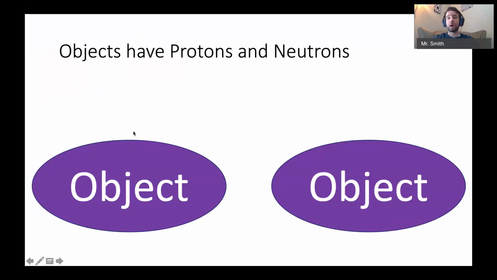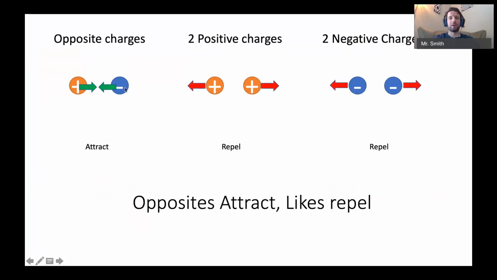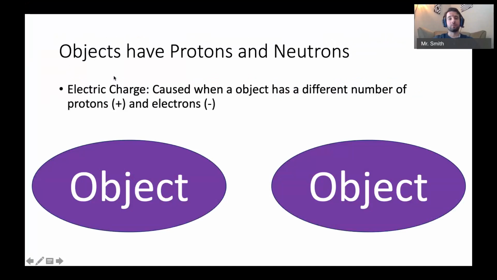Now, here are two objects. An object is different than just a charge, right? Because an object is going to have a bunch of positive charges and a bunch of negative charges. And what we'll see is that sometimes an object will have more of one or less of the other. And that's what this is saying here. Electrical charge is caused when an object has a different number of protons and electrons. Protons, remember from our atom stuff, are the positive things. Electrons are, of course, the negative things.